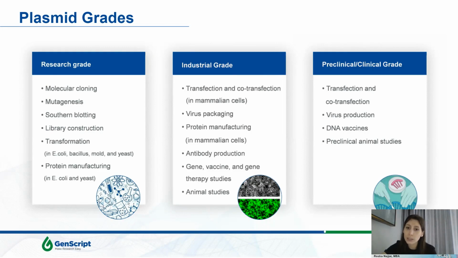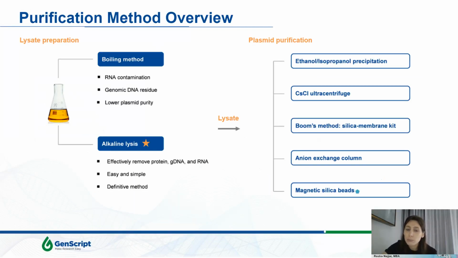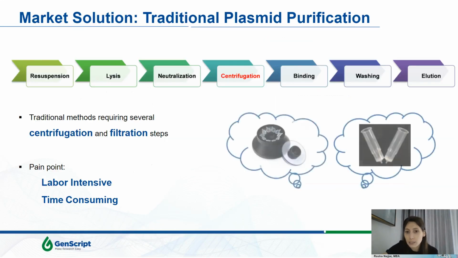So once you get into higher up industrial or preclinical, you're typically working with quite a bit of large quantities of DNA. So with that come, of course, different challenges, different regulations. And hopefully what you'll see today is something that would fit your workflow. Of course, with plasmids being around for many, many years, there have been multiple methodologies developed to actually lyse the E. coli cells and get that really pure plasmid. One of the most standardized methodologies, of course, is the ion exchange columns. For today, I'm going to be showing you the GenScript solution, which is based on magnetic silica beads.